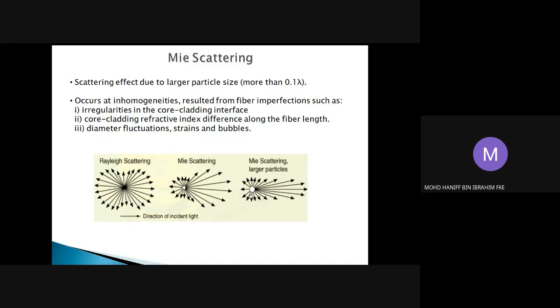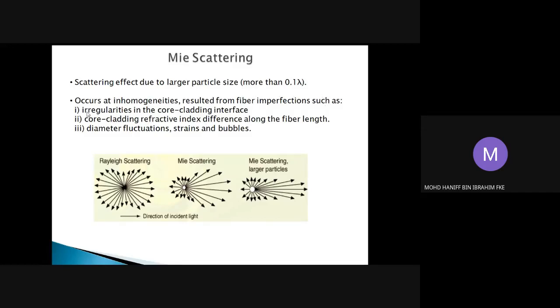Okay. So previously, Rayleigh scattering is due to smaller particle size, but Mie scattering is a scattering effect due to larger particle size, more than 0.1 lambda. These are the inhomogeneities that result in Mie scattering, which are the fiber imperfections in general.